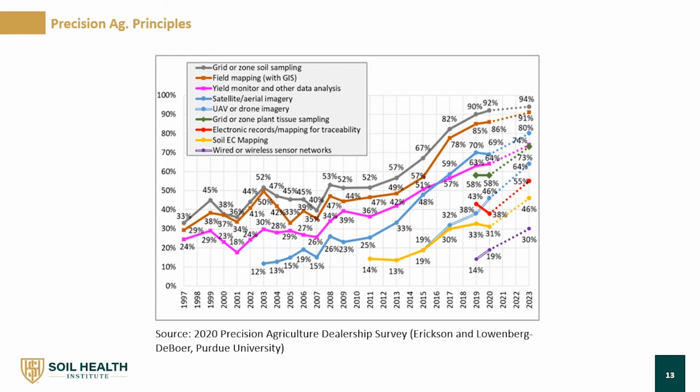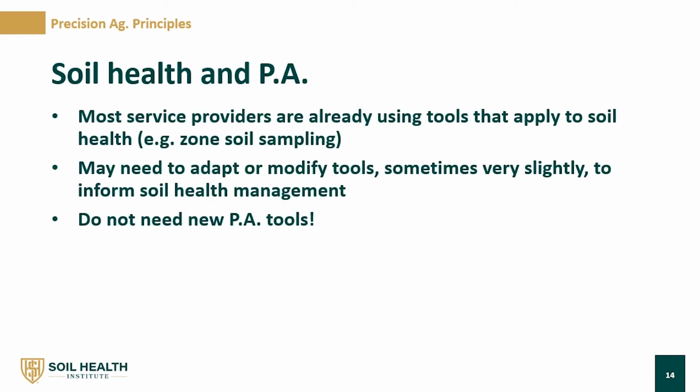managing soil health. So if there's any takeaway from this section, I really want you to think about the fact that most service providers, likely many of you listening to this talk, are already providing services that have direct import to soil health. Think about zone soil sampling or UAV imagery analysis or GPS site mapping. All of those have direct import to the way you can manage soils for improved soil health. And you might just need to adapt those tools, often very slightly, with a little tweak to make them more helpful for soil health management.